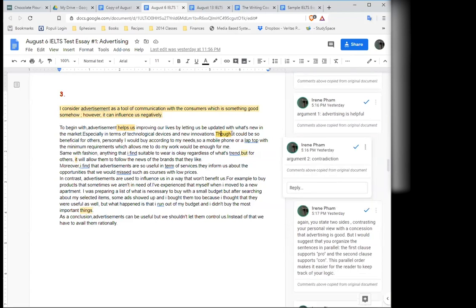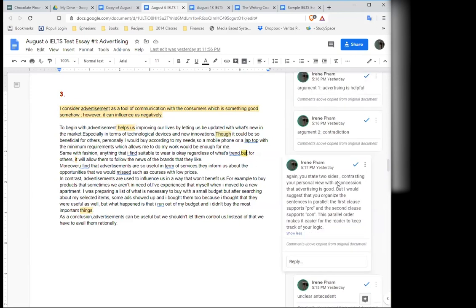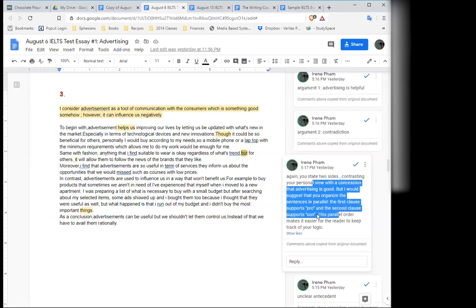Okay, here's your argument one, that advertising helps us. And here's your argument two, that there's a contradiction. Though it could be beneficial for others, that means although. So that's signaling me as the reader that you're contradicting yourself. And again, with the use of this transition but, you state two sides, contrasting your personal view with a concession that advertising is good. But I would suggest that you organize the sentences in parallel. The first clause supports pro and the second supports con. This parallel order makes it easier for the reader to keep track of your logic.